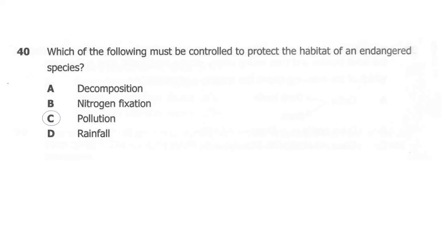The correct answer here is C. Pollution has to be controlled because pollution will introduce harmful substances into the habitat, which might end up affecting and killing the endangered species. So that's why it has to be controlled. So the correct answer here is C.